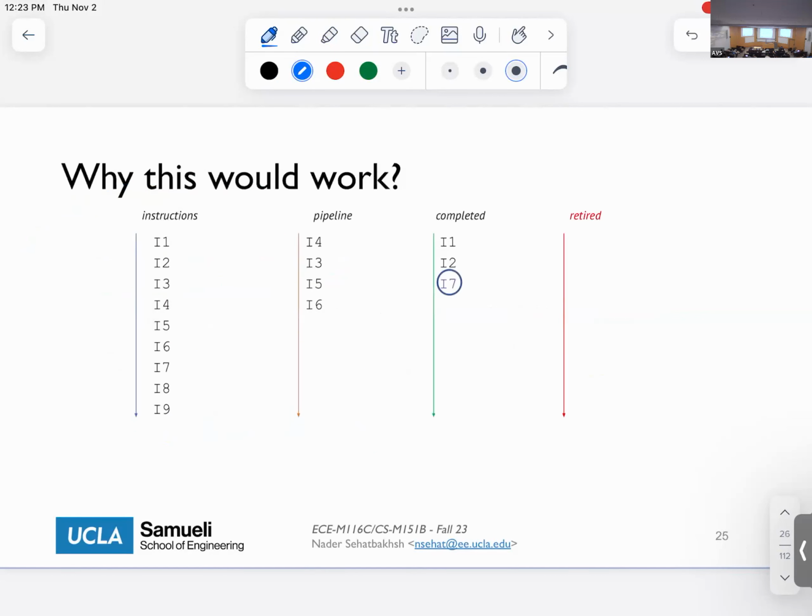So you might ask, why would this work? Considering the same example as before, now let's add a retire stage as well. Now I'm completing instructions, but not retiring them. First of all, I can retire the first two instructions, so I can put I1 and I2 here. But I cannot put I7 as a retire. Why? Because I3, 4, 5, and 6 haven't been retired yet. So I7 needs to stay in the complete stage until 3 to 6 are all retired.